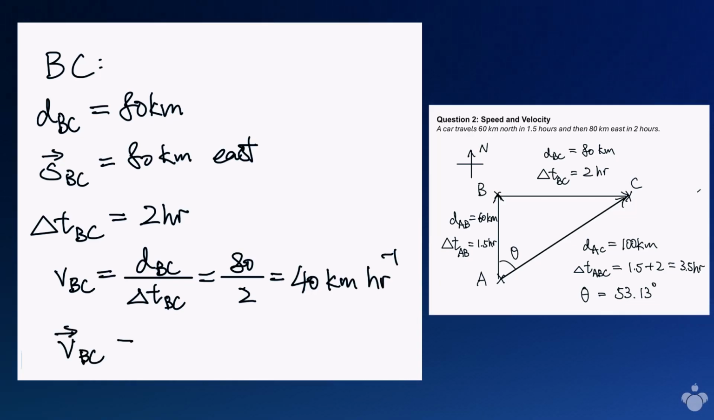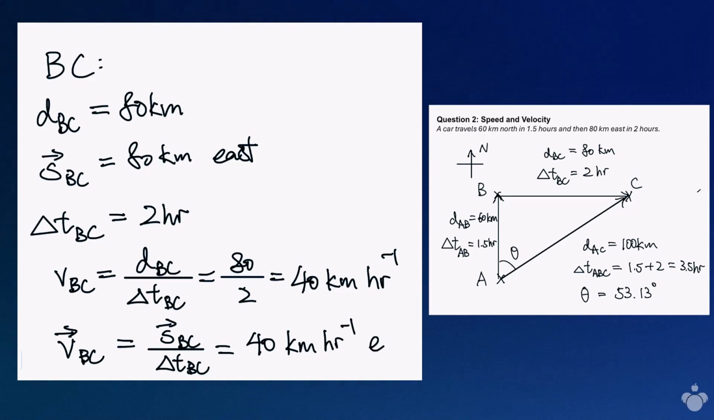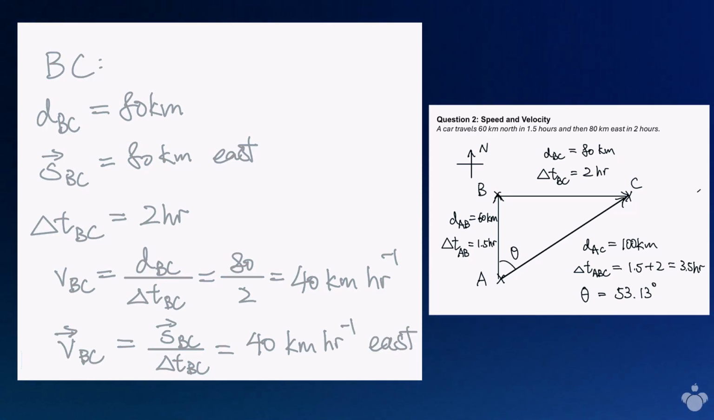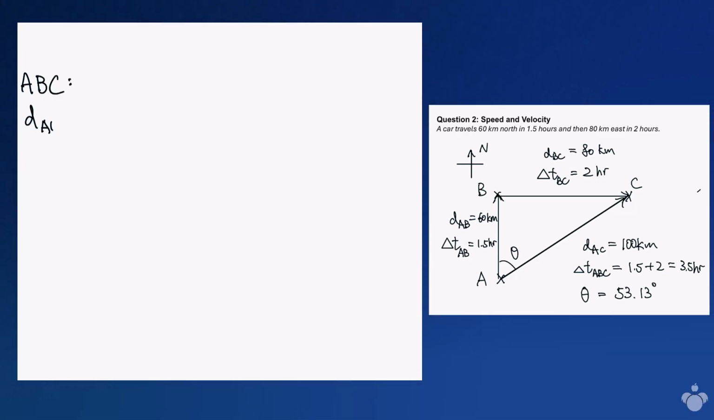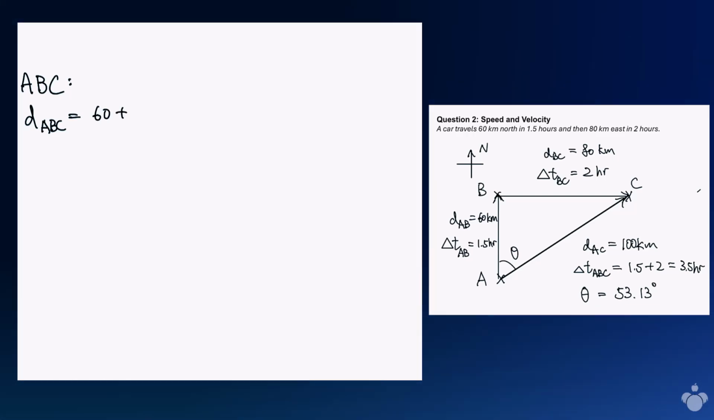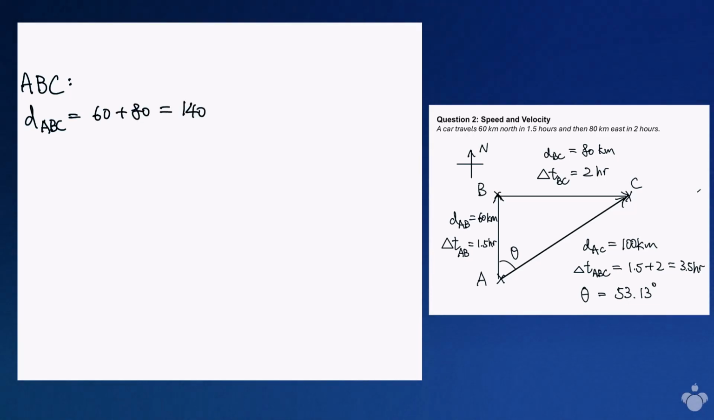The average velocity BC is calculated as displacement BC divided by delta T BC, which is 80 kilometers to the east over 2 hours, equals 40 kilometers per hour to the east. Now, let's consider the entire journey ABC. The total distance traveled, which is distance ABC, is the sum of the distances for each segment. 60 kilometers plus 80 kilometers equals 140 kilometers.